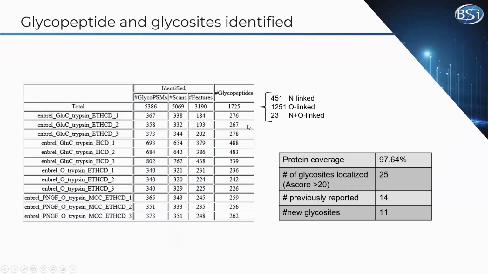And so from all of this data, we were able to identify over 1,700 glycopeptides, 451 N-linked glycans, 1,251 O-linked, and 23 glycans with N and O-link. And overall, we achieved over 97% coverage of the Enbrel protein. 25 sites passed our A score of 20, which is equivalent to a p-value of 0.01. And there were only 14 previously reported, so we actually identified 11 new glycosites within this protein.